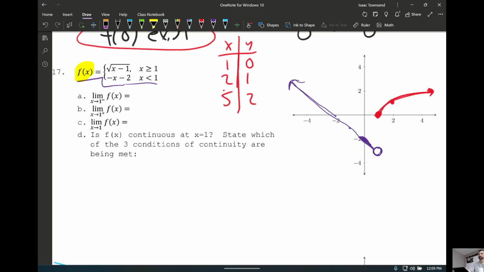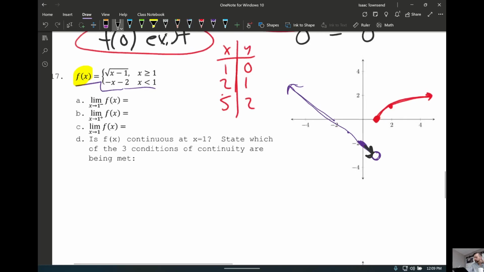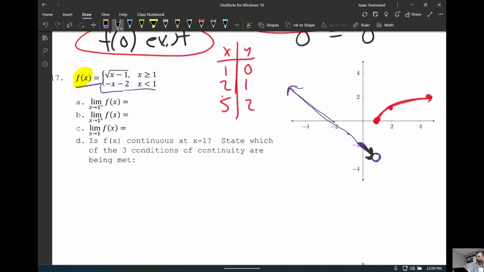And to try it again. Okay, now we're going to try to answer the same things about this, but this time as it approaches 1. So the limit as x approaches 1 from the left, -3. Okay, -3, sure. From the right, it's approaching 0.